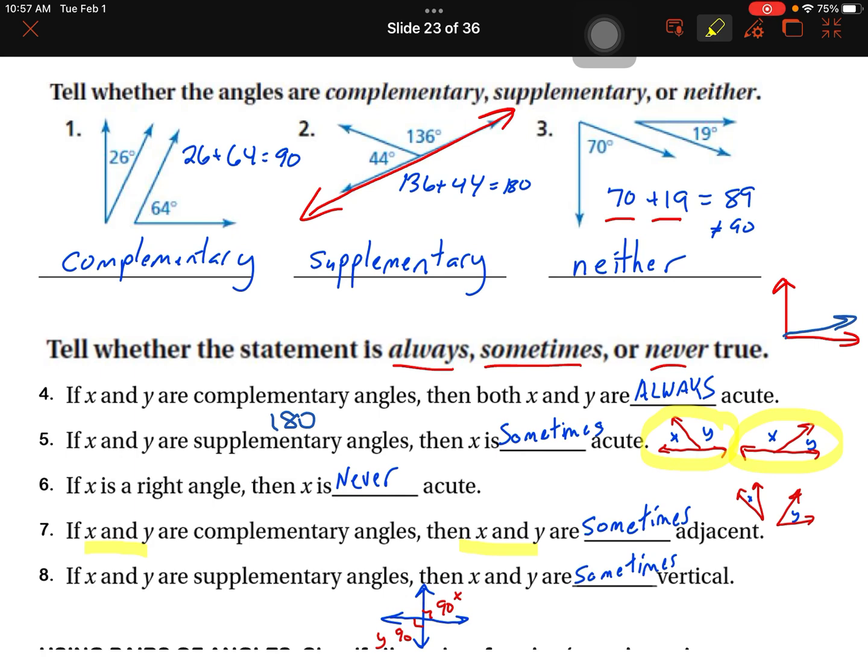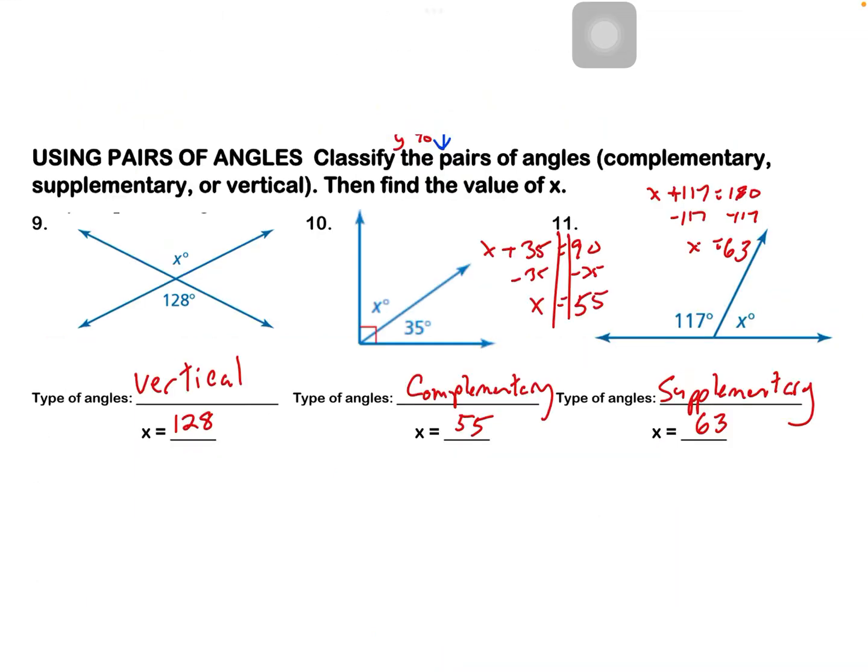So the examples that we've been drawing most of the time are adjacent, but here would be an example where they're not adjacent, where they're separated, but they add up to 90 degrees, just like question number 1 up above. Number 8, x and y are supplementary angles, then they are sometimes vertical. There is only one example where they could be vertical, and that would be when you have perpendicular lines, as we show here, where they have 90-degree angles. And so that would be an example of the sometimes vertical.